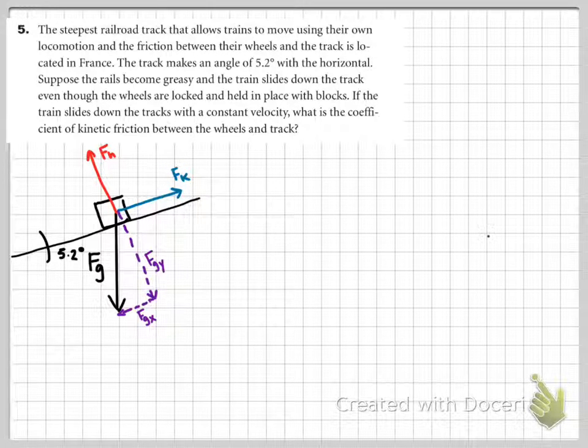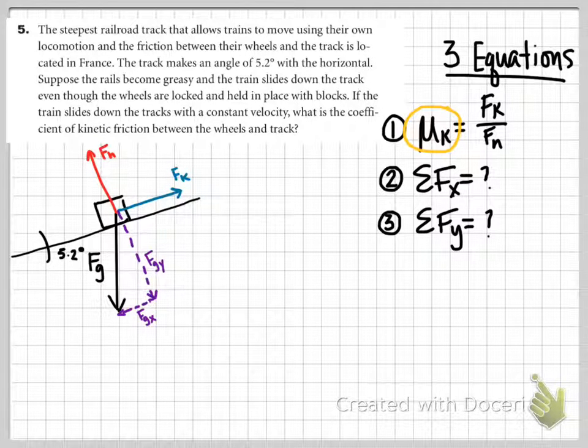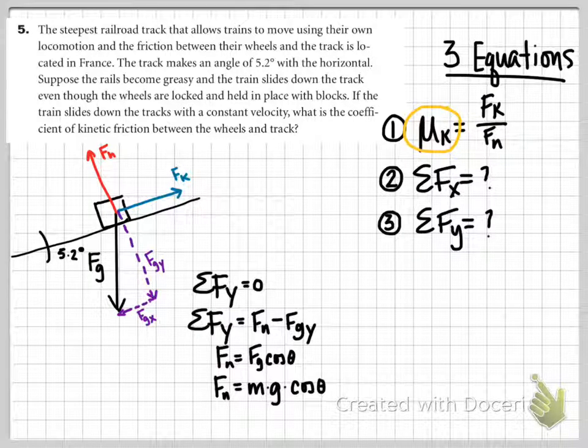Now, with all of these kind of questions, you have to remember that you've got three equations to work with. You have your mu k equals Fk over Fn. You've got your sum of forces on the x and your sum of forces on the y. Since we're interested in mu k, we probably want to use that and find expressions for Fk and Fn. So let's start with our sum of forces on the y.